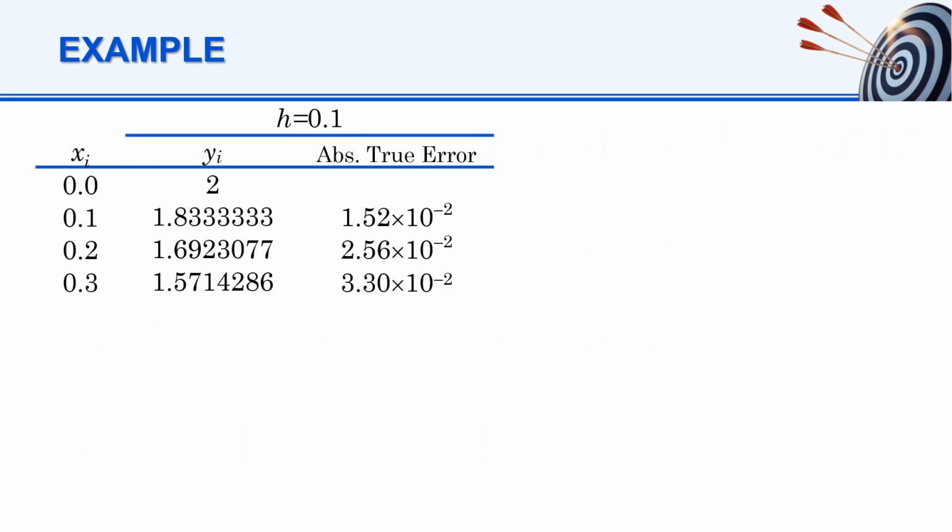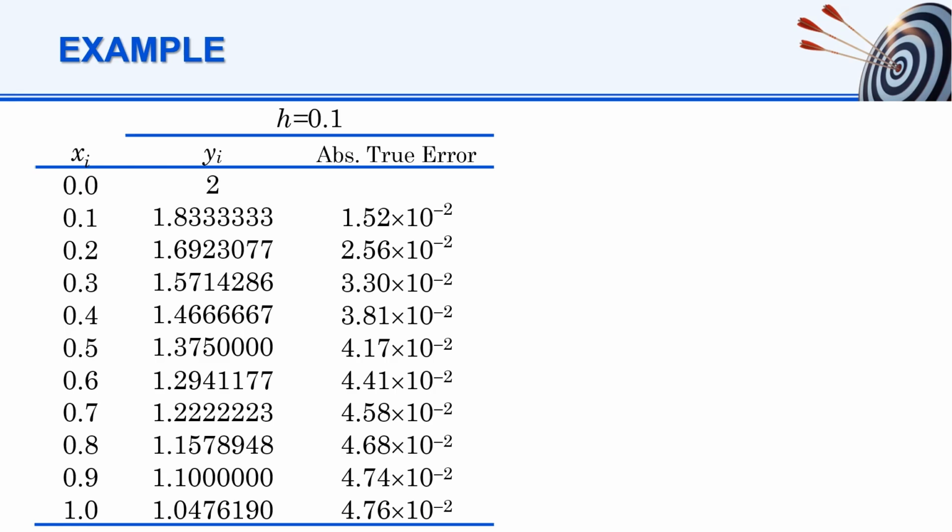We continue this recursive process in the same manner for y_3, y_4, and so on until x equals 1 is reached. Notice that the true errors are in the order of 10 to the minus 2, with a mean value of 0.0385 for the solution interval.